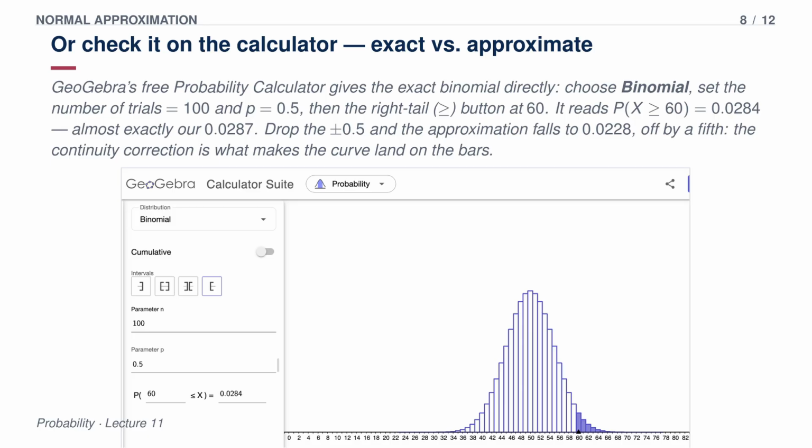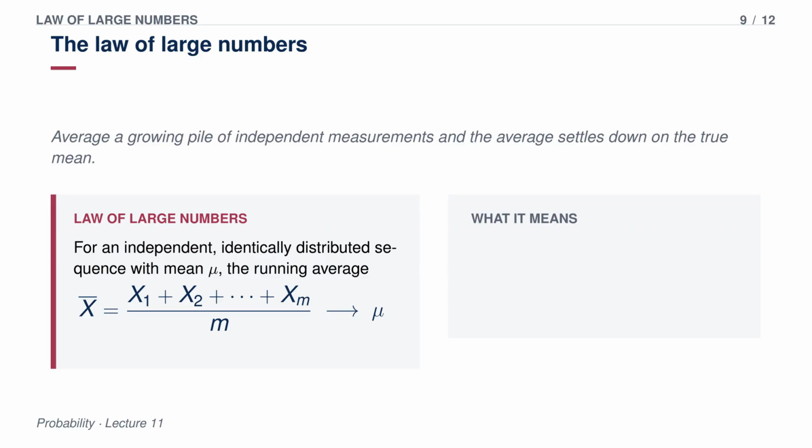Basically dead on. But here's the kicker. Drop the continuity correction, skip that half unit, and the answer slumps to 0.0228, off by a fifth. So that little plus or minus 0.5, that's the thing making the smooth curve actually land on the bars. Worth the fuss. Okay, gear change. Everything so far was about the shape of a count becoming a bell.